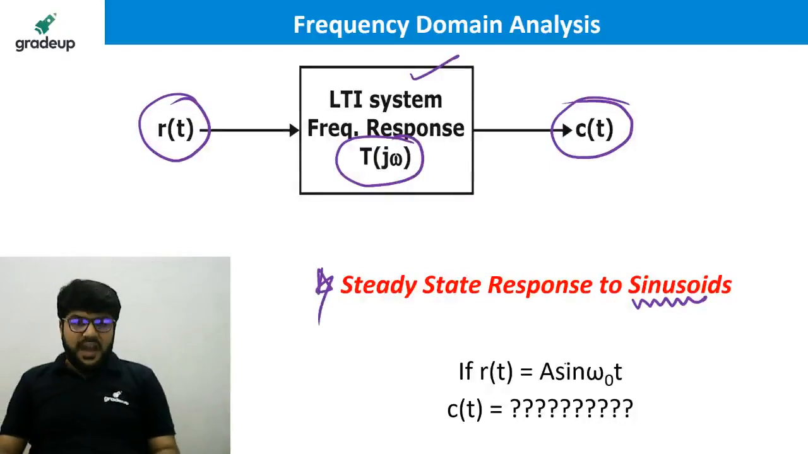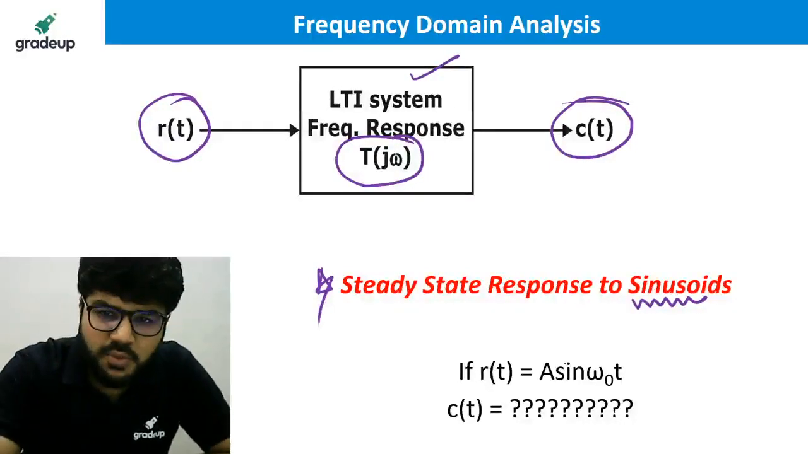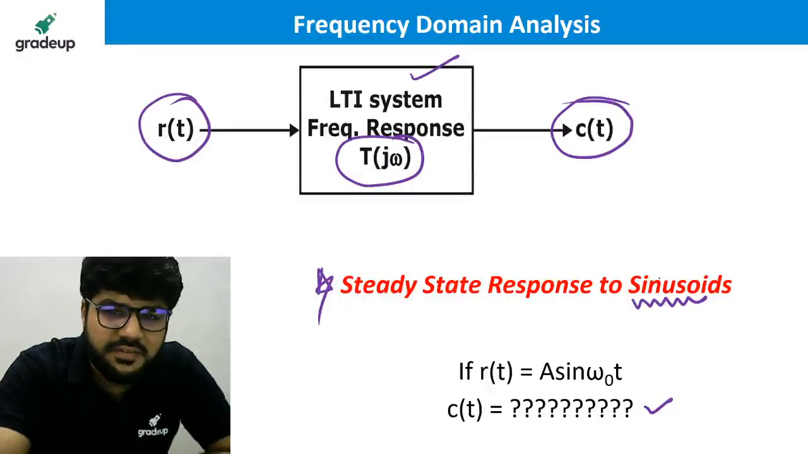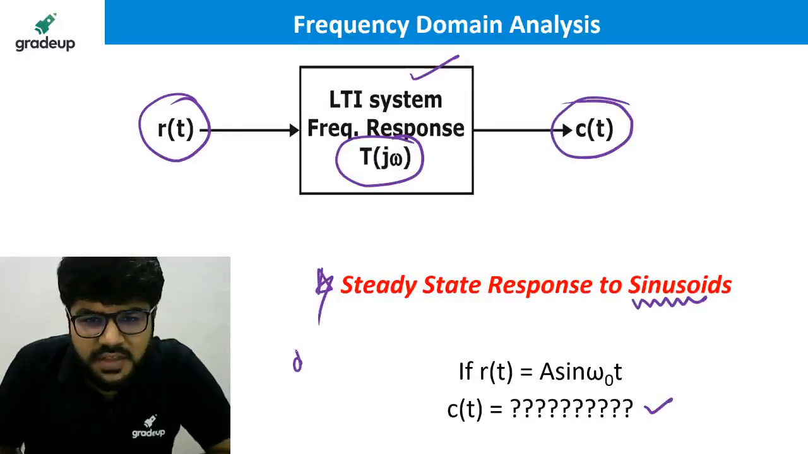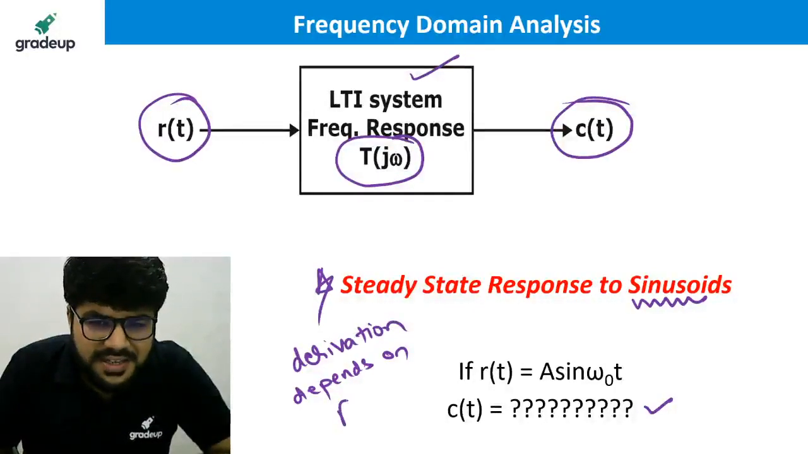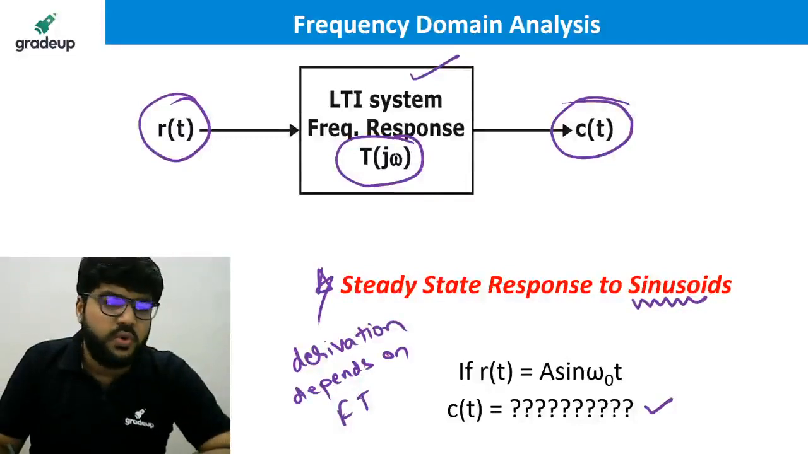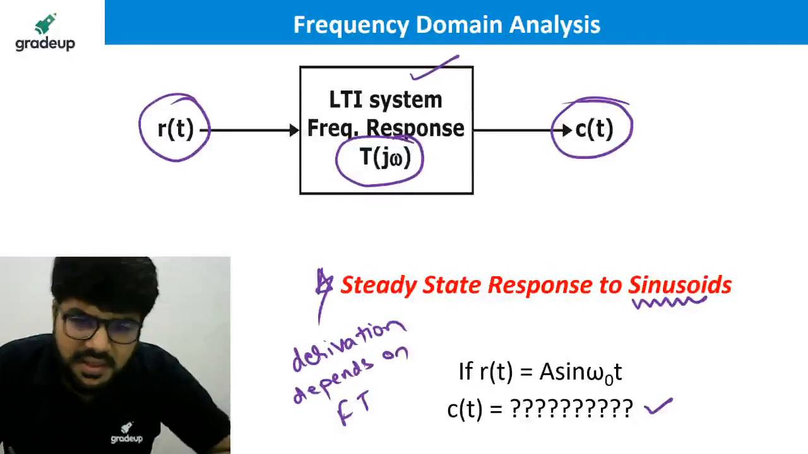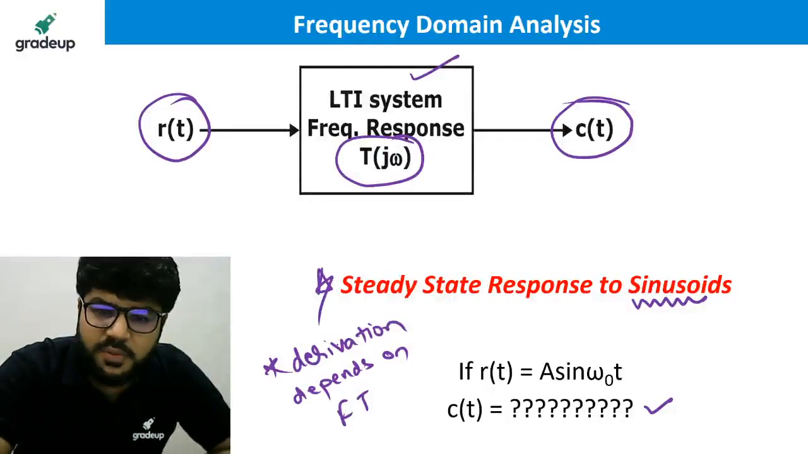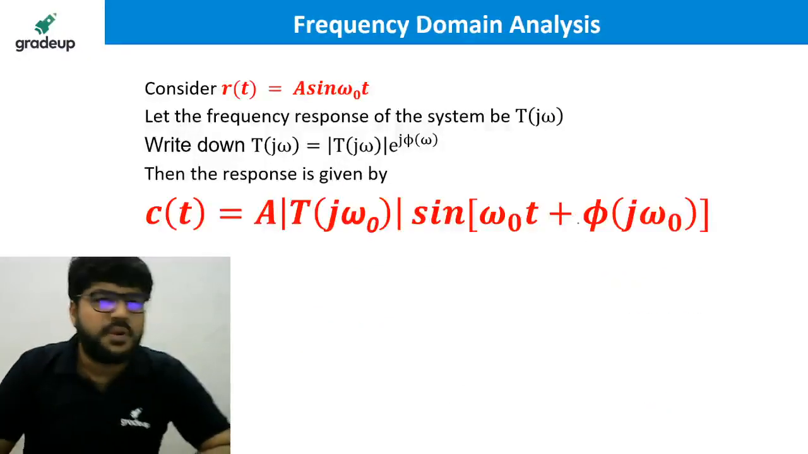Now, what is c(t)? That is the question. I will give you the answer, because the derivation of this depends on the Fourier transform, and this is not a signals course where we are going to go into details of the Fourier transform. You will learn this derivation once you go through the course of signals and systems. But what comes out to be the final output, that I am putting in front of you.